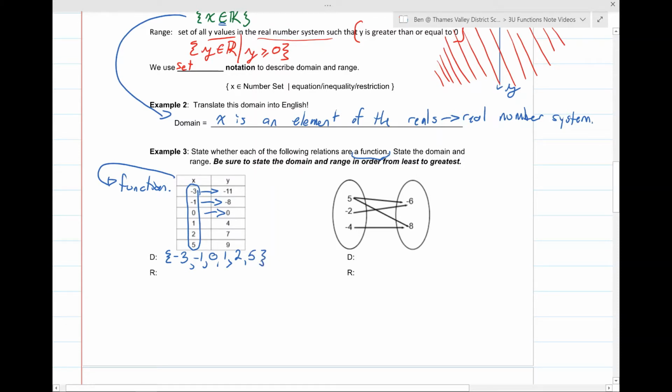It is a good habit to always list your domain from lowest to greatest, so that's what we're going to do here. Now the range is also shown here. That's all possible y values. Well, we can state that in the same manner, just listing them off. Negative 11, negative 8, 0, 4, 7, and 9.